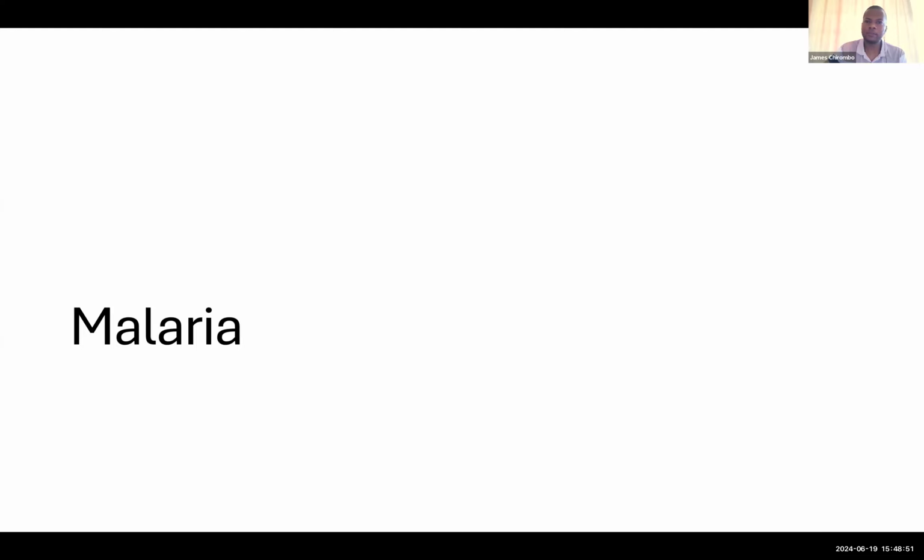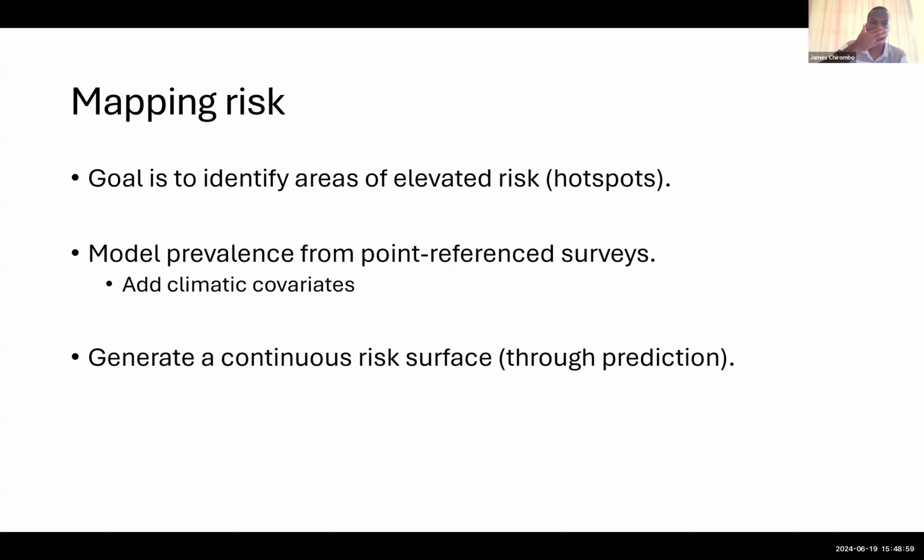This time I'm going to move to malaria. This is another dataset that we had, but for malaria, it's just a single district. In Malawi, we've got 28 districts. We just did this for a few districts. I'm just going to show one district, which is the capital city of Malawi.